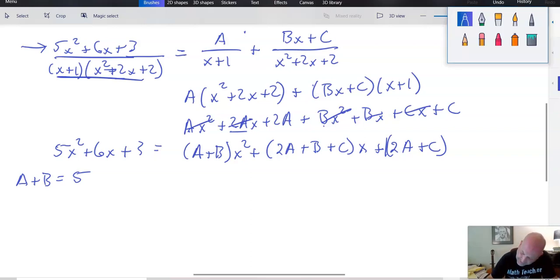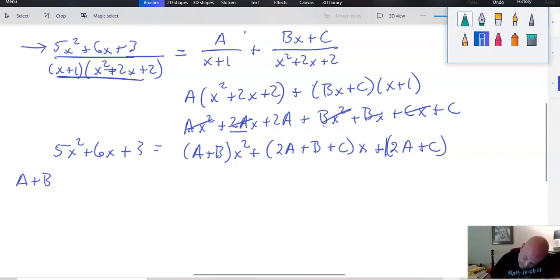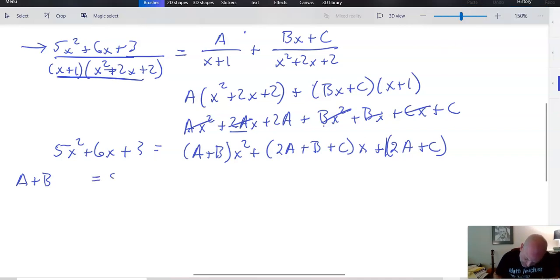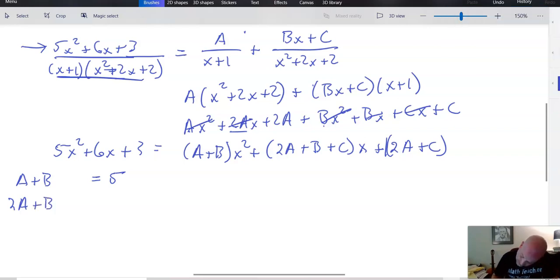Actually, let me spread this out more so we can see what's going on a little better. So a plus b equals 5. And then the next one, 2a plus b plus c equals 6.